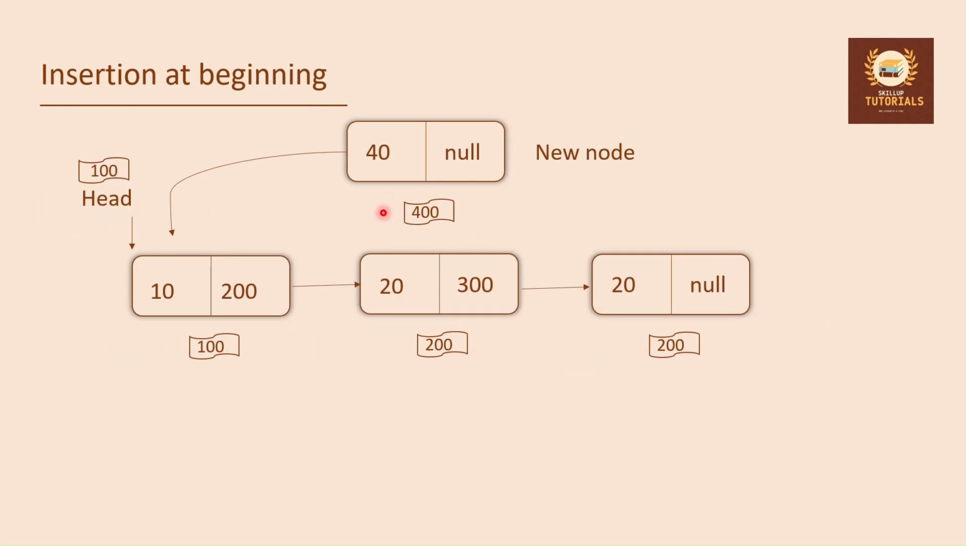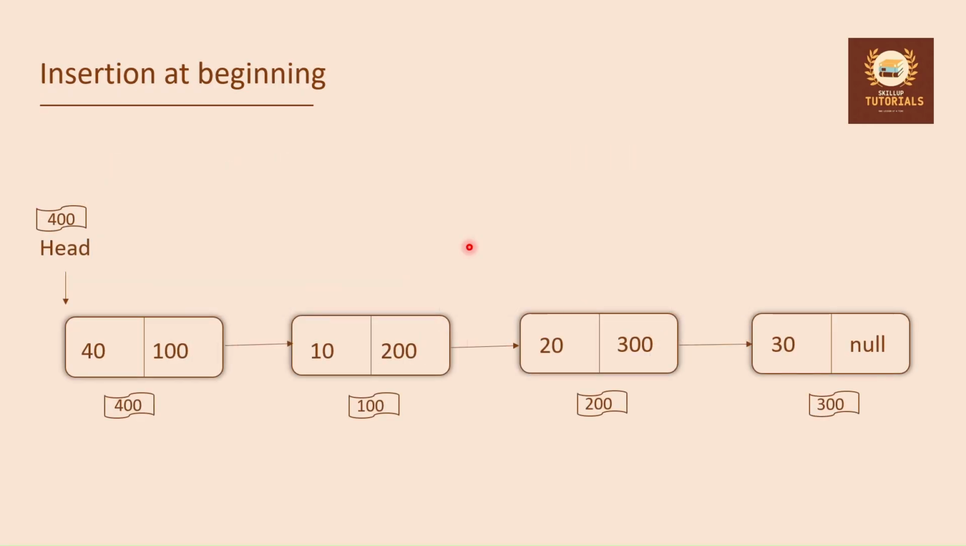That means this new node next should be head value. After doing that, you need to update head equal to new node. That's it. This is very simple, and this is how we can insert at the beginning. Now let's see how to delete at the end.